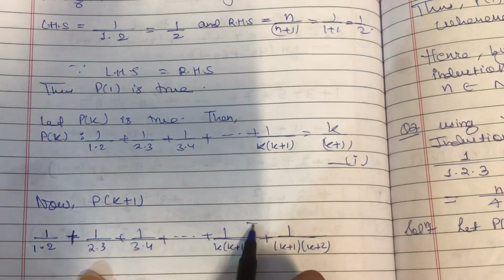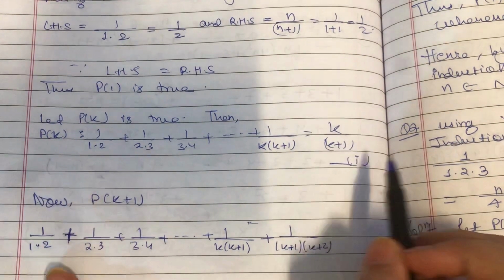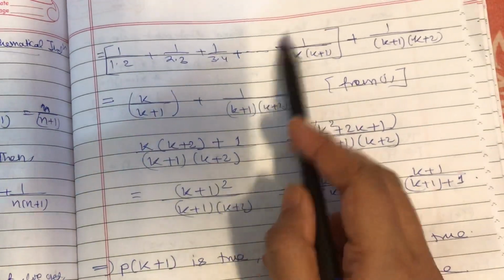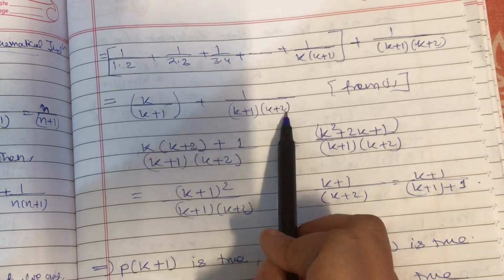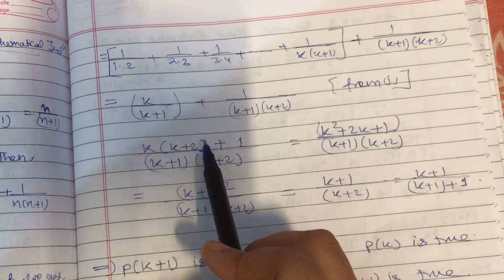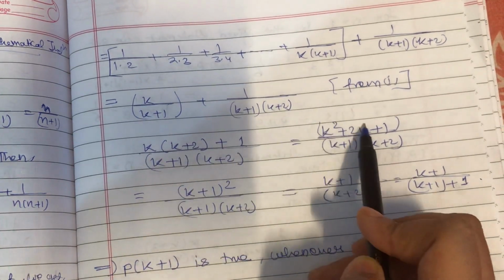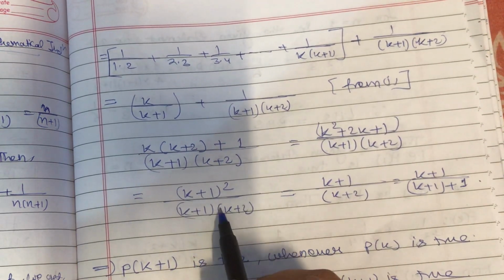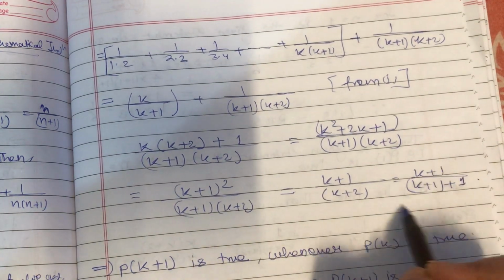Now in place of this, I can replace this entire value with k by k plus 1, isn't it? So I'm doing exactly the same. I'm going to replace this by k by k plus 1, and the second term will remain as it is. Now I can take the LCM as k plus 1 into k plus 2. Now this k plus 2 will be multiplied by this k, and plus 1. If you remove this bracket, it will be in this form. Now this is the formula of k plus 1 whole square divided by this into this. So I can cancel k plus 1, and this is what I'll get as my answer.